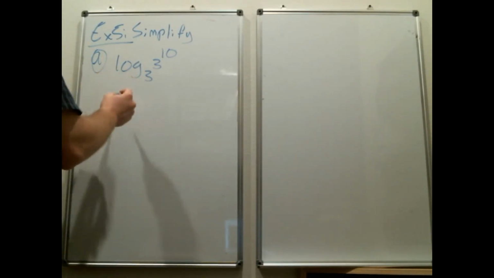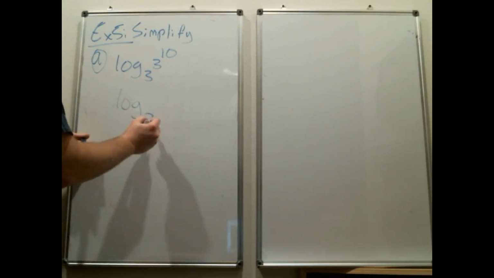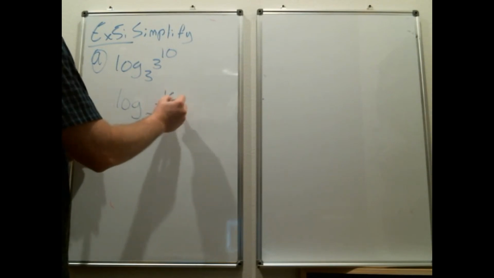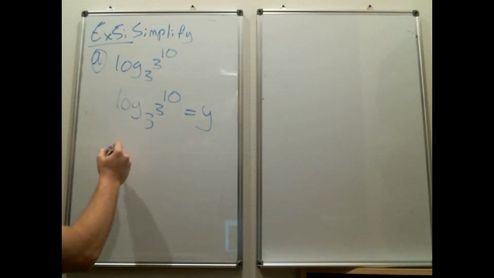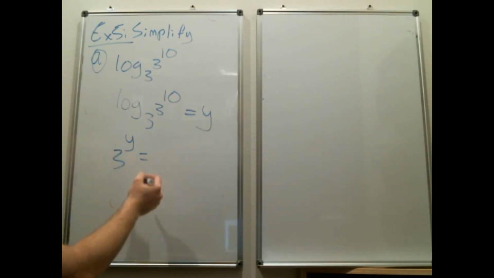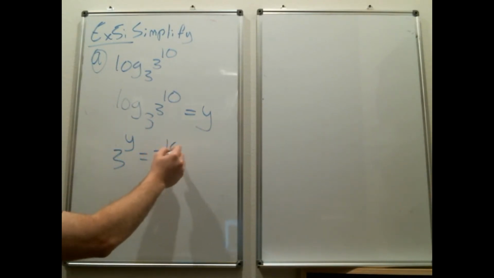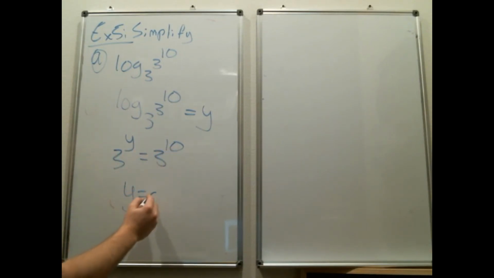So we have log base 3 of 3 to the 10th is equal to y. My base is 3. My exponent's y. That's equal to what's left over, 3 to the 10th. So y has to equal 10.